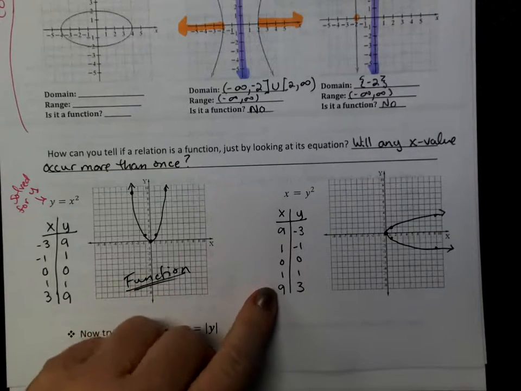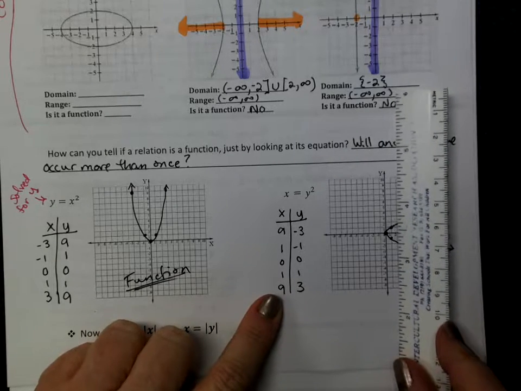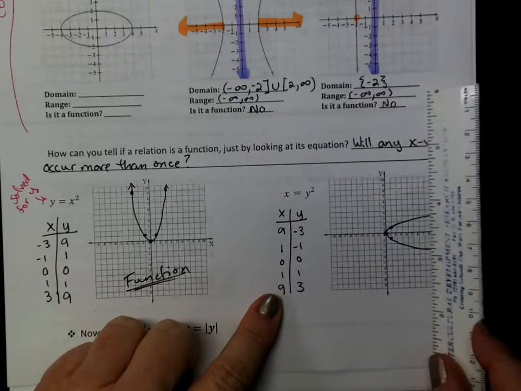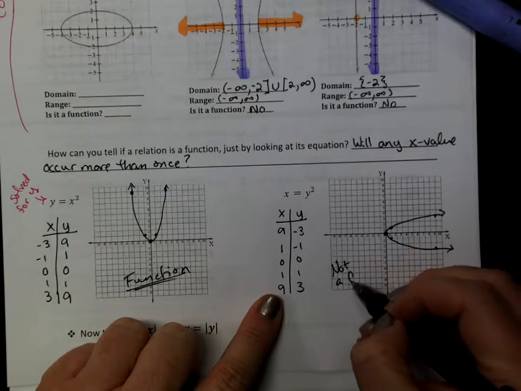By the table of values, you can see repeated x's. You know it's not a function. By the vertical line test, you can see it's not a function. Okay? Not a function.